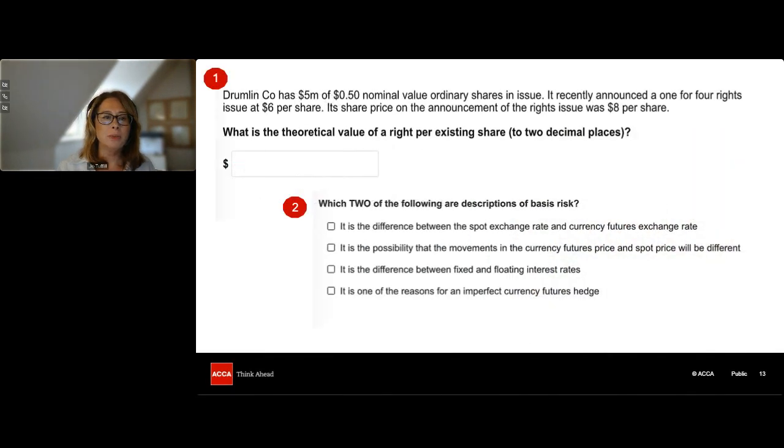So here's an example. The first one says, what is the theoretical value of a right per existing share to 2 decimal places? Read it carefully. It says per existing share. If you hadn't read that and rushed it through, you may have thought it was asking about the theoretical value of a right. But that's incorrect. We want it per existing share. We also want it to 2 decimal places. So you must round up or down correctly. Reread the question and you may catch that error.